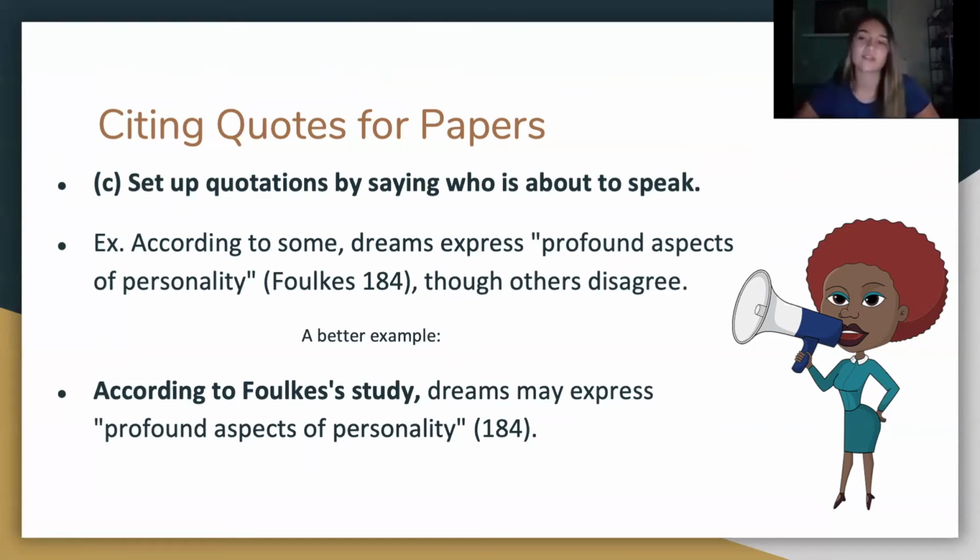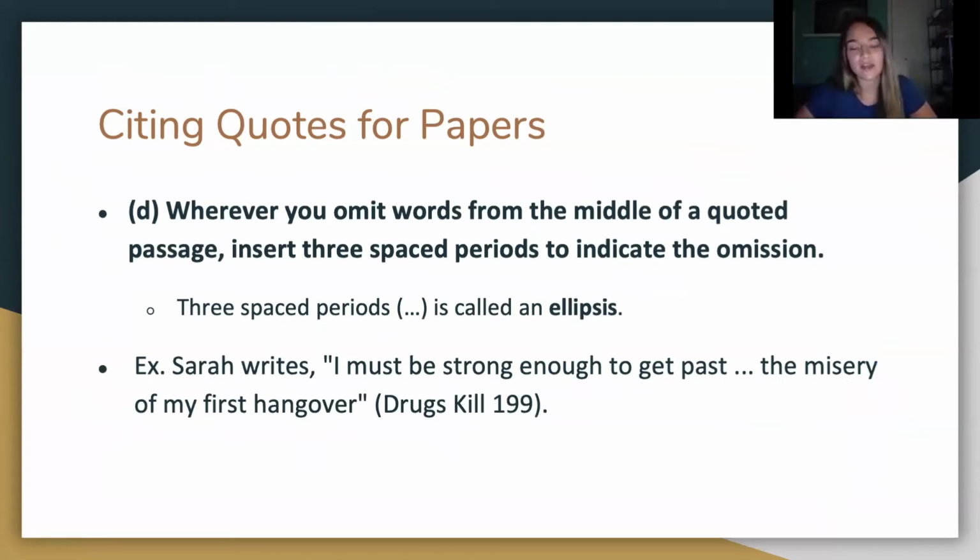All right. And then the last slide on citing quotes is, whenever you omit words from the middle of a quoted passage, insert three spaced periods to indicate the omission. So the three spaced periods is actually called an ellipsis, and it's not just three dots or three periods. It's actually one piece of punctuation, and that's really important just to know as a side fact. And we want to make sure that we use them correctly.